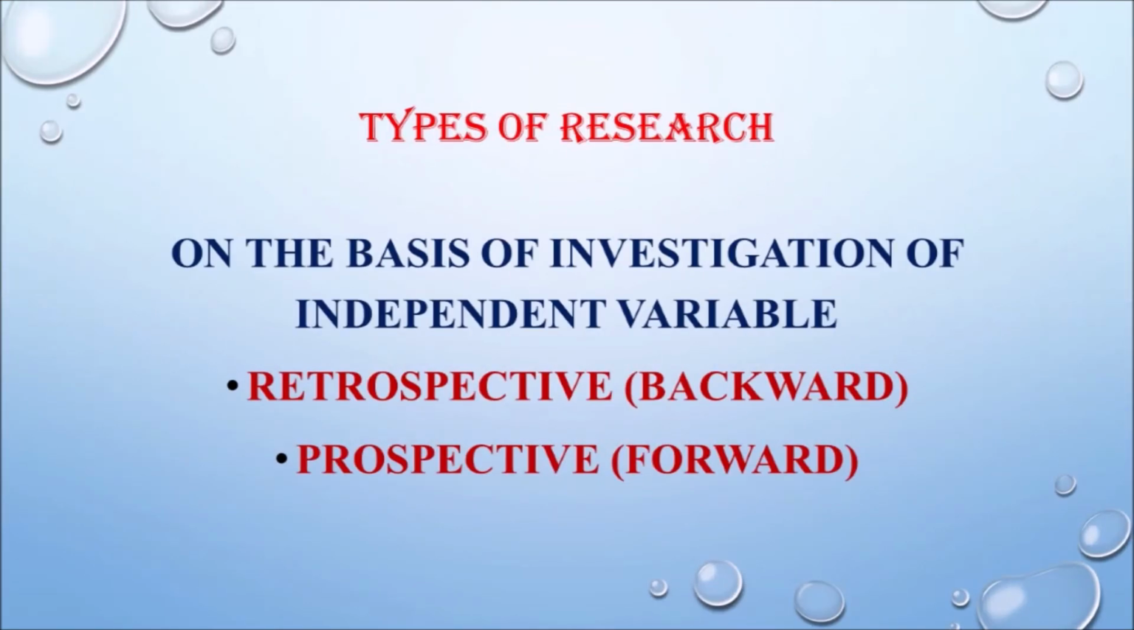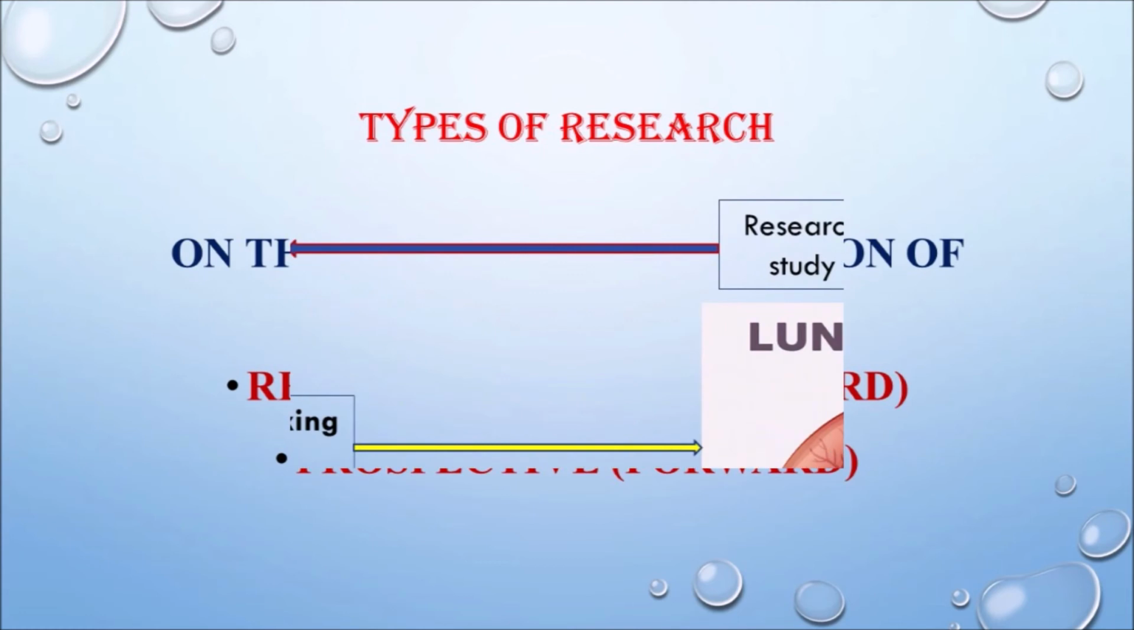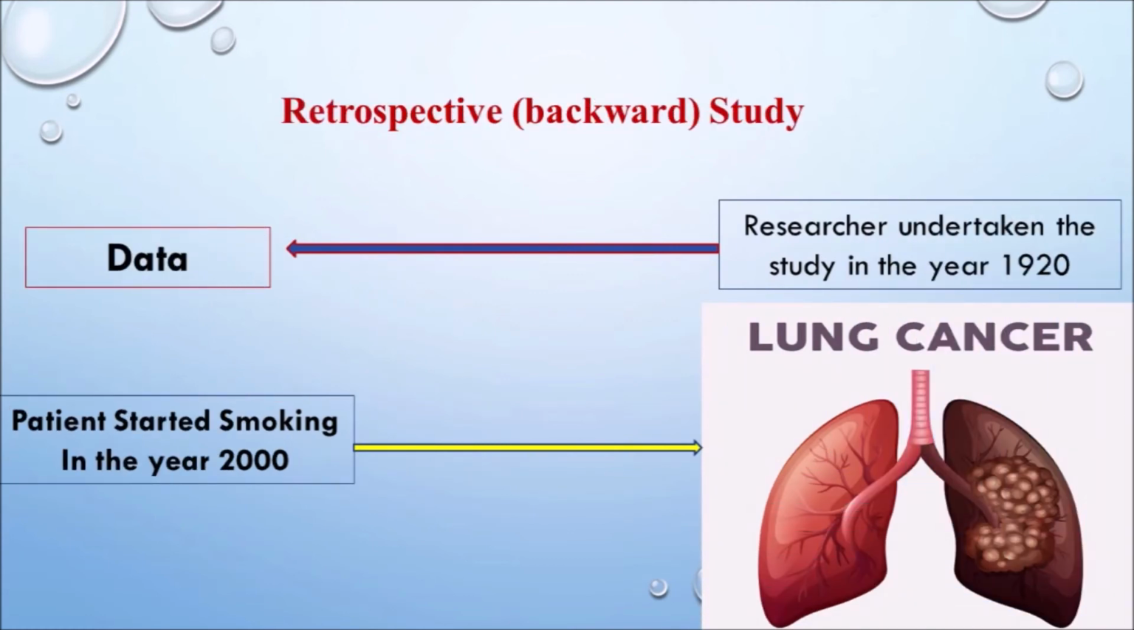The next kind of research is based on the investigation of independent variable, that is retrospective, meaning backward study, and prospective, meaning forward study. Here I want to quote an example, that is lung cancer. For this, the investigator wants to collect the data of a lung cancer patient. He has to collect the previous data related to causative factors of lung cancer. Such kind of studies are said to be retrospective study.